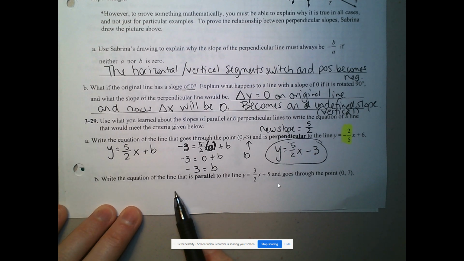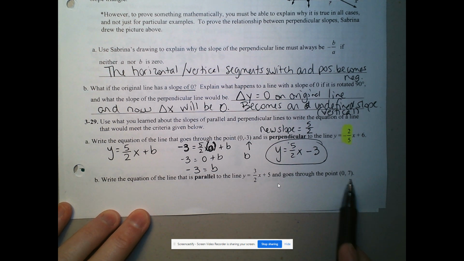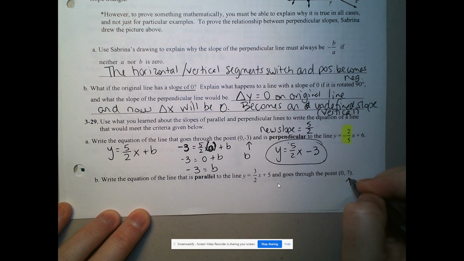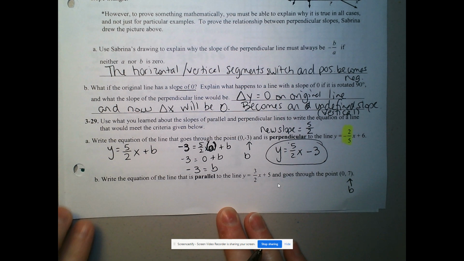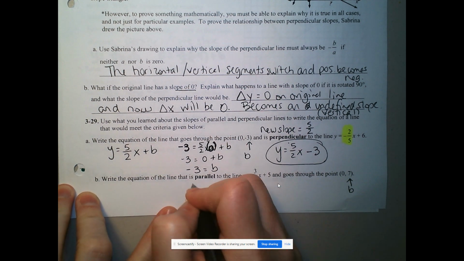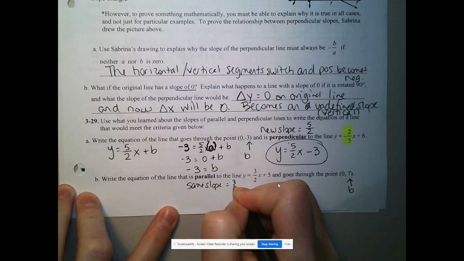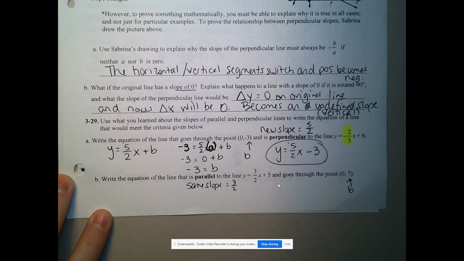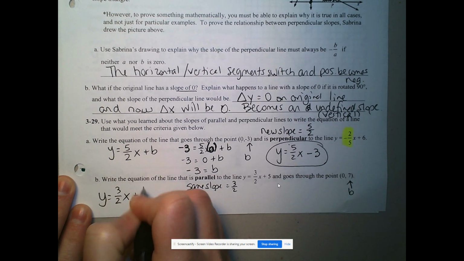Write the equation of the line that is parallel to the line y equals 3/2 x plus 5, and it goes through point (0, 7). Now again, they gave us the new b. They gave us an intercept. I'm still going to do the work out just so you can see it in case you were given a point that's not an intercept. So if it's parallel, it's got to have the same slope. So parallel line, same slope, still going to be 3/2. So my slope is 3/2. So I've got y equals 3/2 x plus b.